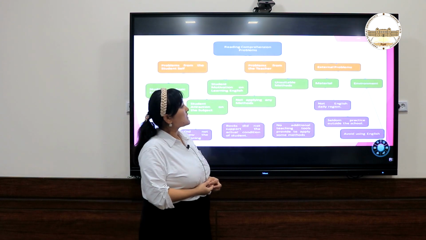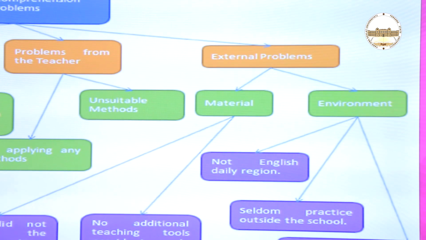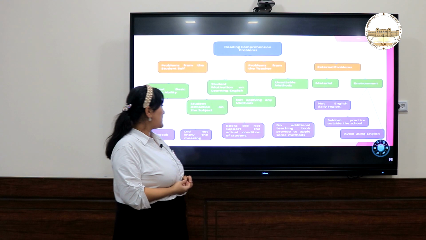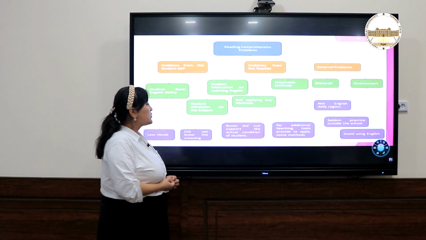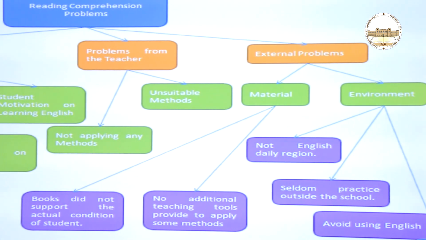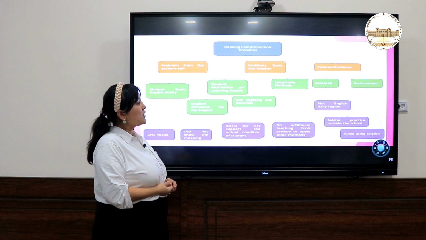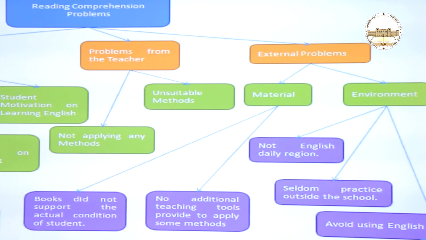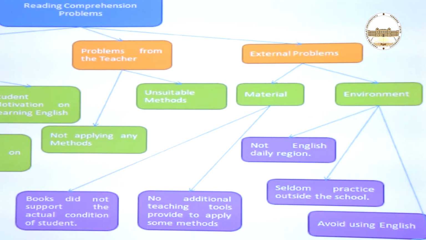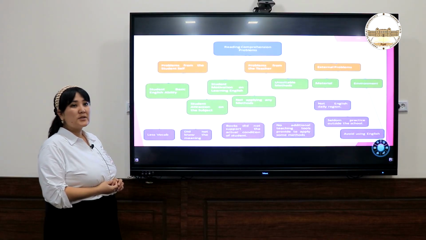And the next one is external problems, and it's divided into 2 types, material and environment. Materials: books don't support the actual condition of students, or no additional teaching tools are provided to apply some methods. Environment can be not an English-speaking daily region, seldom practice outside school, and avoiding using English. And teachers cannot create a friendly or English atmosphere.